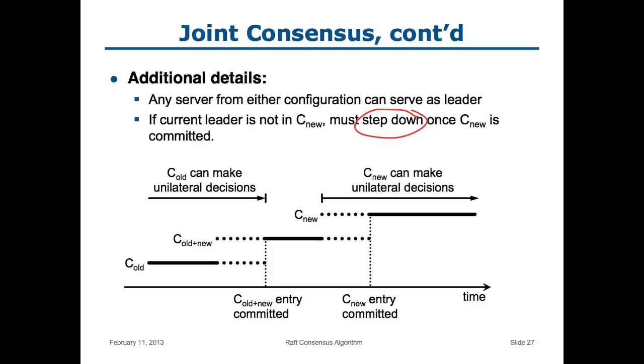And what we do in Raft is that that old leader steps down right at this point. Once Cnew gets committed, the old leader steps down if it's not in the new configuration. So at that point, the other followers will time out and they will elect a new leader. And now at this point, that new leader will have to be elected from the new configuration and we're off and running.